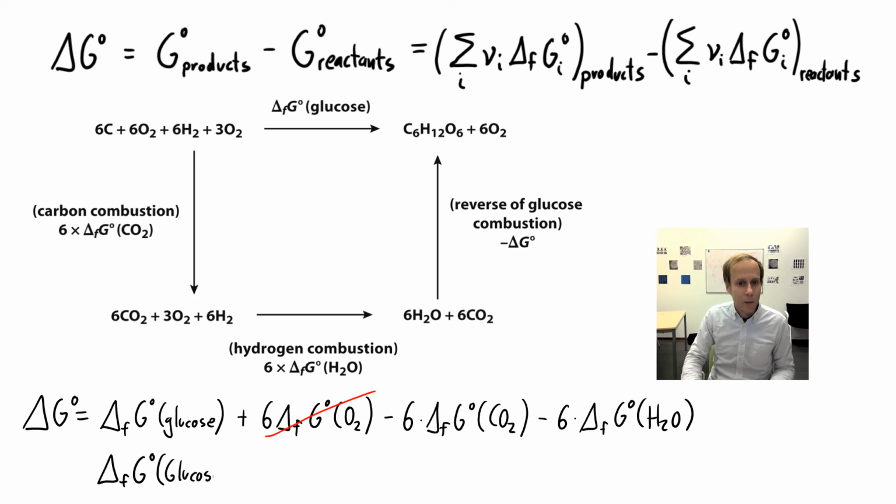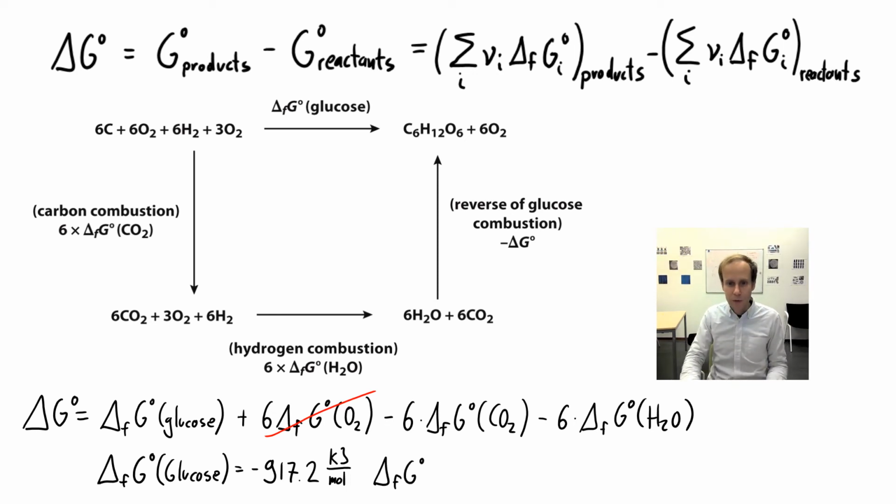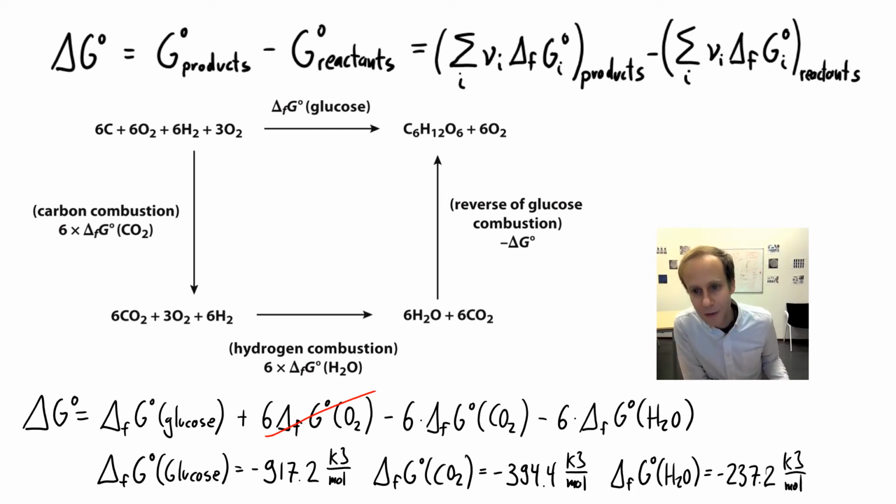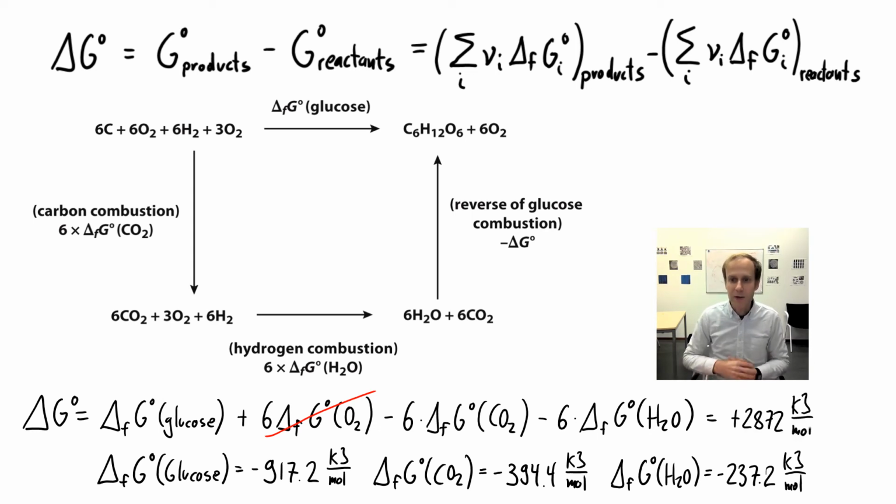Excellent. So now we look into the literature. We will find the value for the free energy of formation for glucose, which is minus 970.2 kilojoules per mole. We will find a free energy value for the combustion of carbon dioxide, which is minus 394.4 kilojoules per mole. And last, we will find a value for the Gibbs free energy of formation of water, which is minus 237.2 kilojoules per mole. Plugging in all the numbers gives us a value of plus 2,870 kilojoules per mole for the reverse of the glucose combustion.